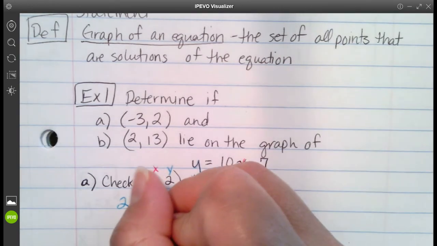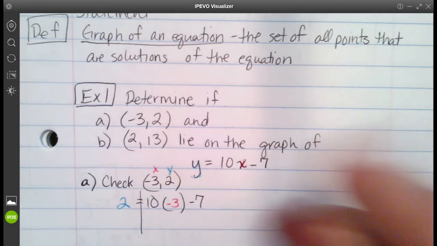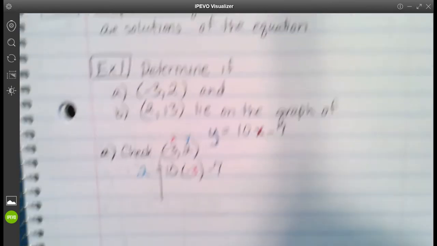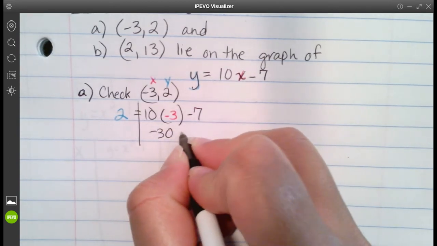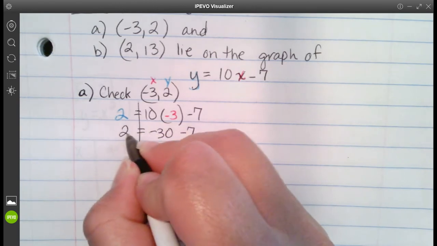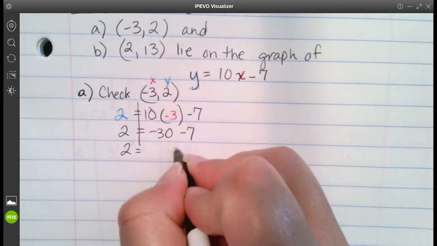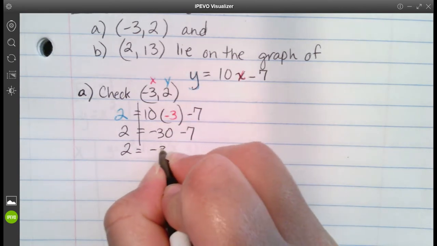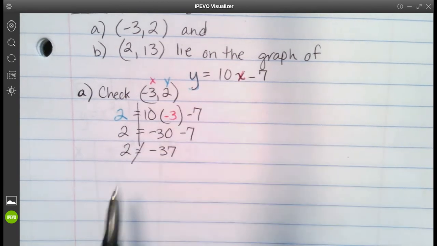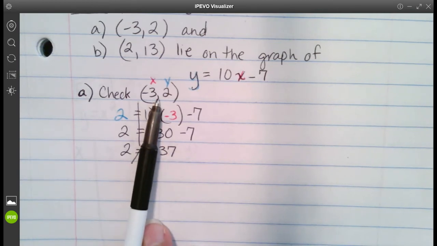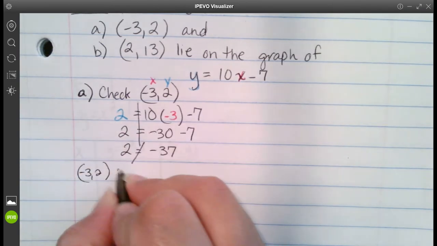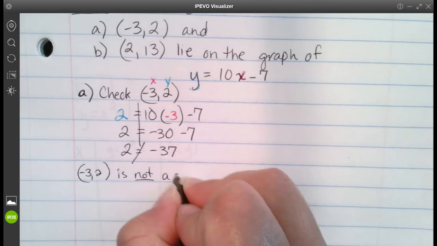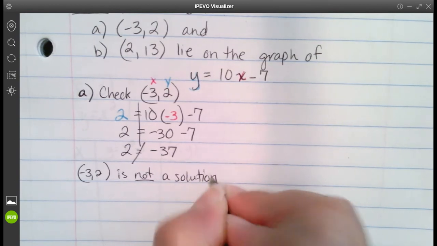So we're going to work that out using PEMDAS. Let's go ahead and multiply. We have 10 times -3. This is going to give us -30. Bring down that 7, bring down the 2. So we have 2 is equal to -30 minus 7, which is -37. So this is not a true statement, which means that this ordered pair, (-3, 2), is not a solution. So it would not be on this line.